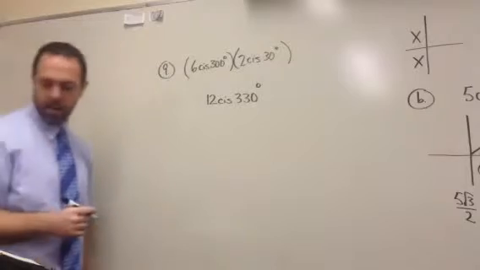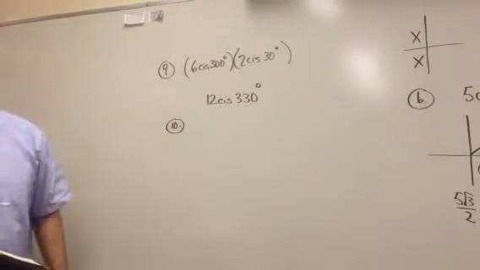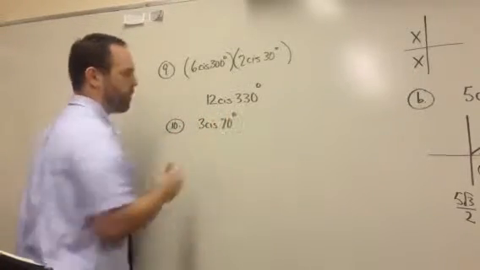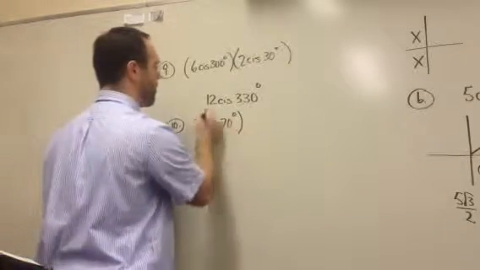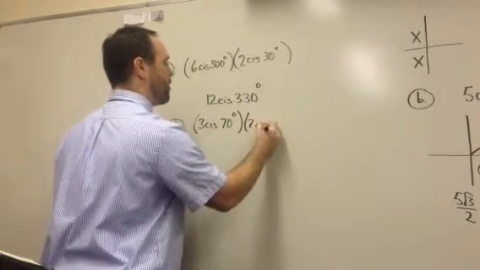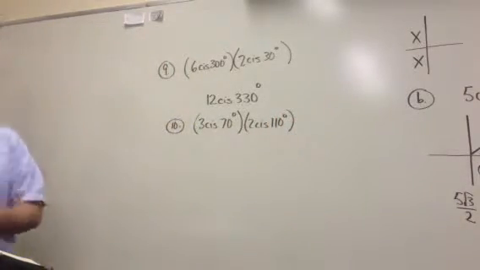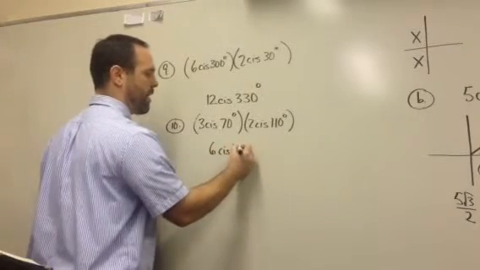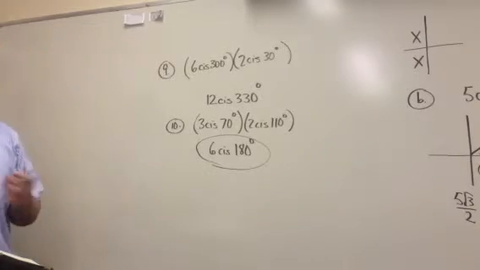So with that said, number 10, probably can do that. Anybody, what would that be, Brandon? 6 CIS of 180. Good. 6 CIS of 180 degrees. That's it.